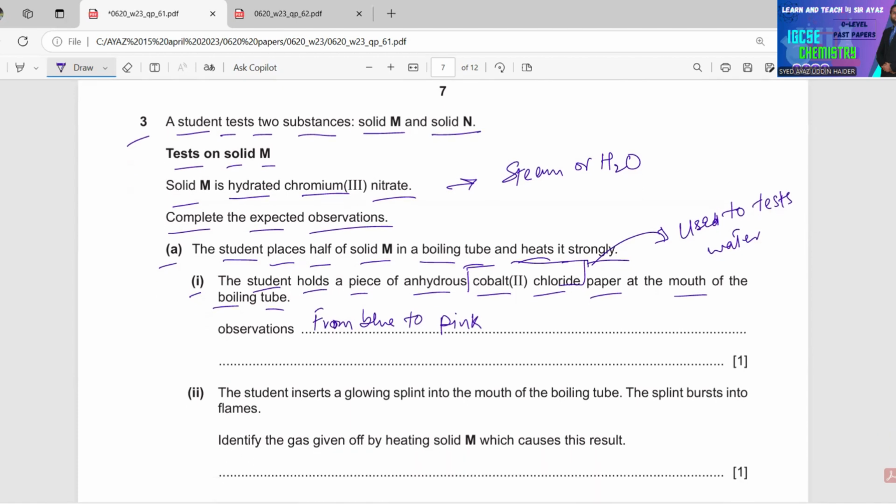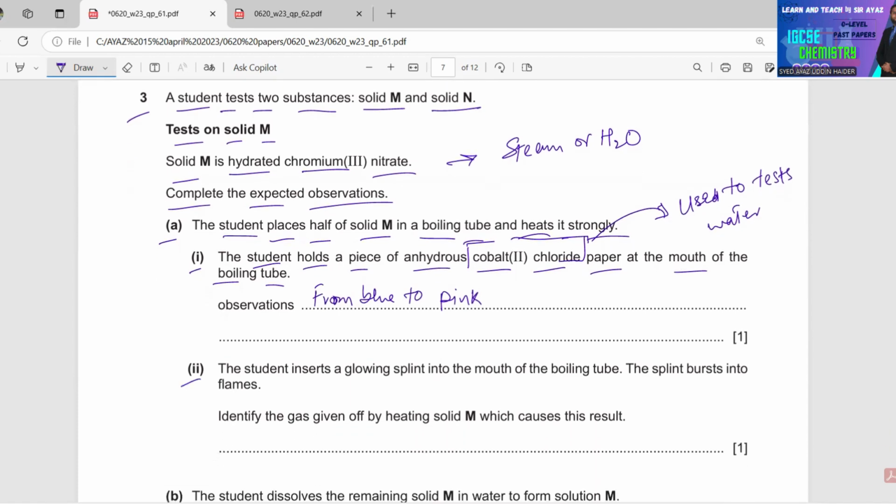In part 2, the student inserts a glowing splint into the mouth of the boiling tube. The splint bursts into flames. Identify the gas given off by heating solid M, which causes this result. It must be oxygen gas, so you write O2 here.